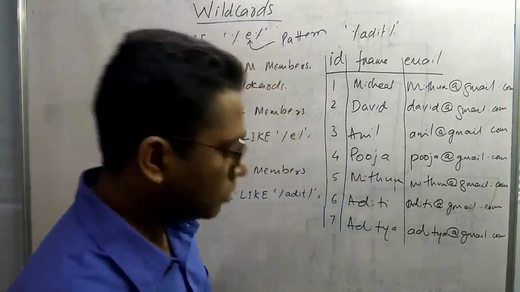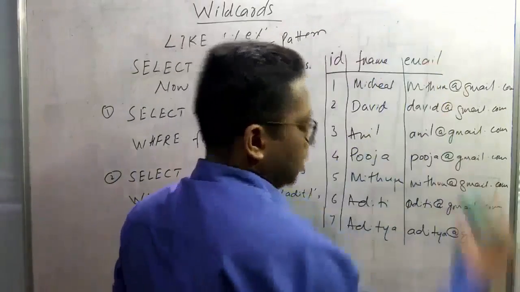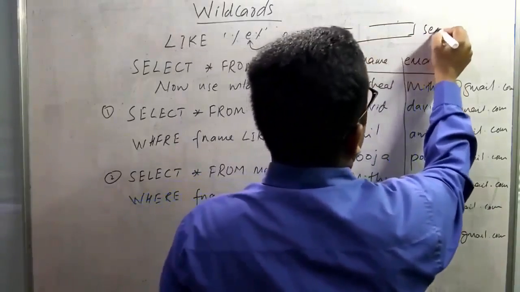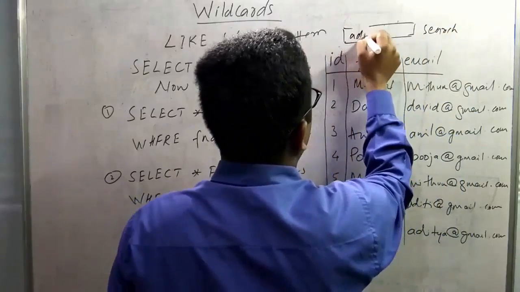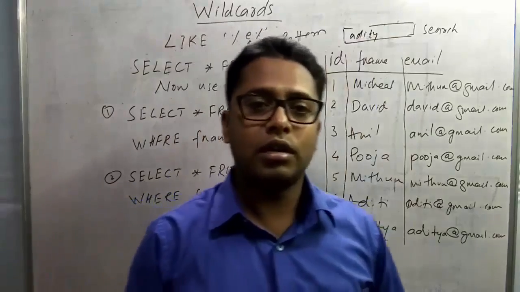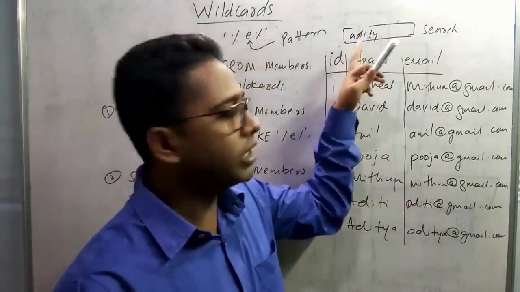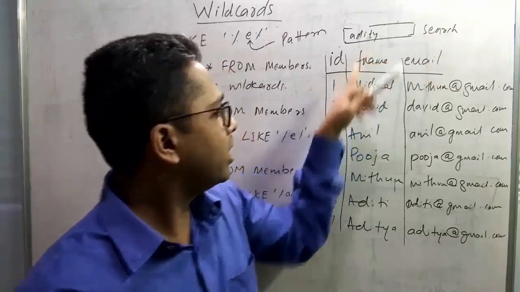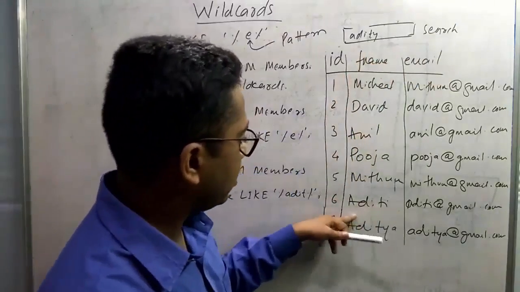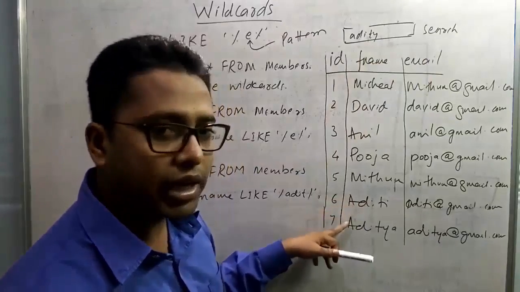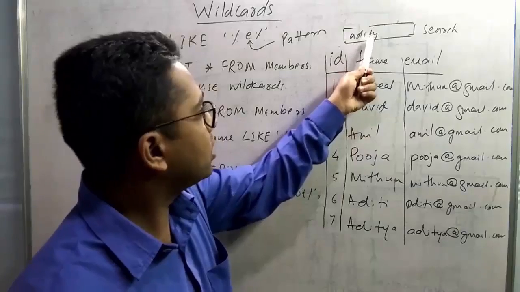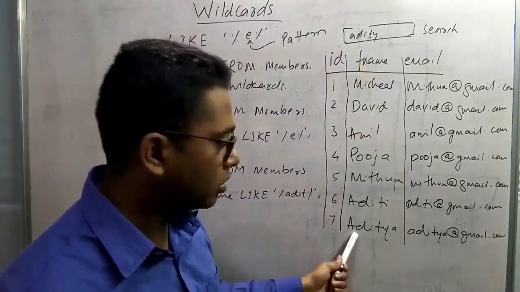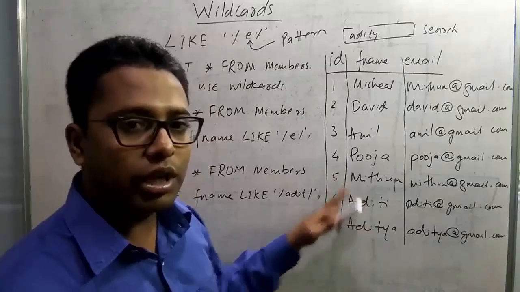Suppose you are building an application which has a text box and a search button, and you are looking for a person or a member who has a name called Aditi. You have written the name of the person and you have hit search, then it will return you the related records. These two records will get returned because the first, second, third and fourth letters of this pattern get matched with the first four letters of both the records. That's why you will be getting two records as a result.